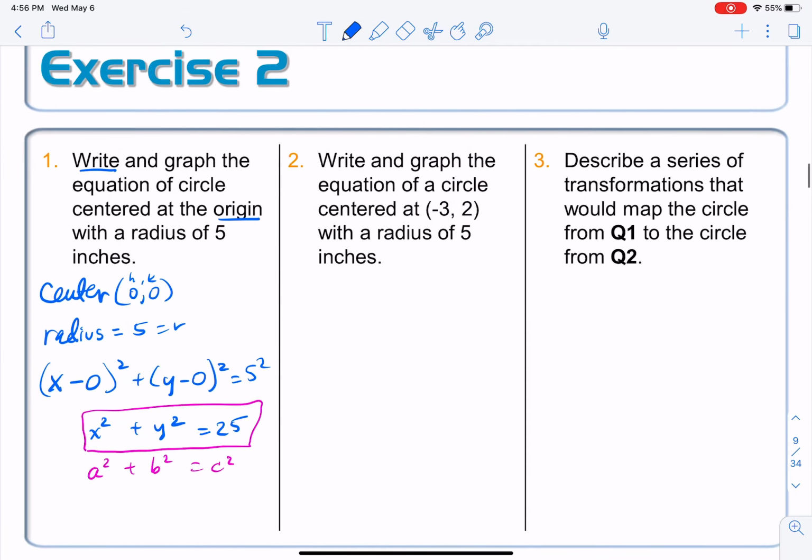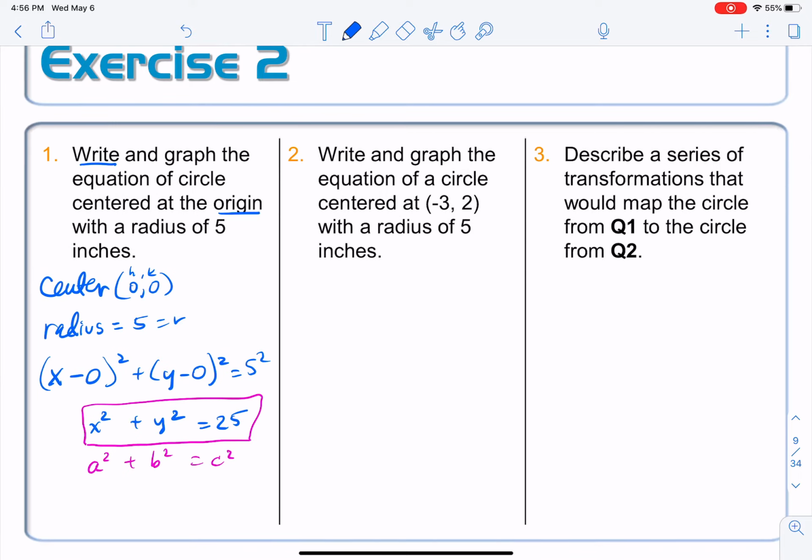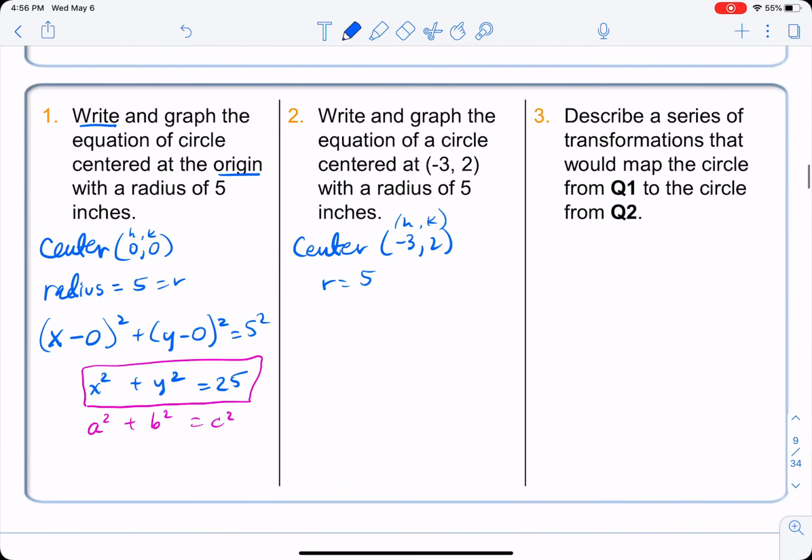Why am I trying to change colors? Who knows? Write and graph the equation of a circle centered at negative 3, 2, and the radius is still 5. So my center is negative 3, 2. Again, that's our h and our k. And our radius is still 5. Our equation is going to be (x minus a negative 3), which would make it (x plus 3) squared, plus (y minus 2) squared is equal to 5 squared, 25. So here's our new equation.